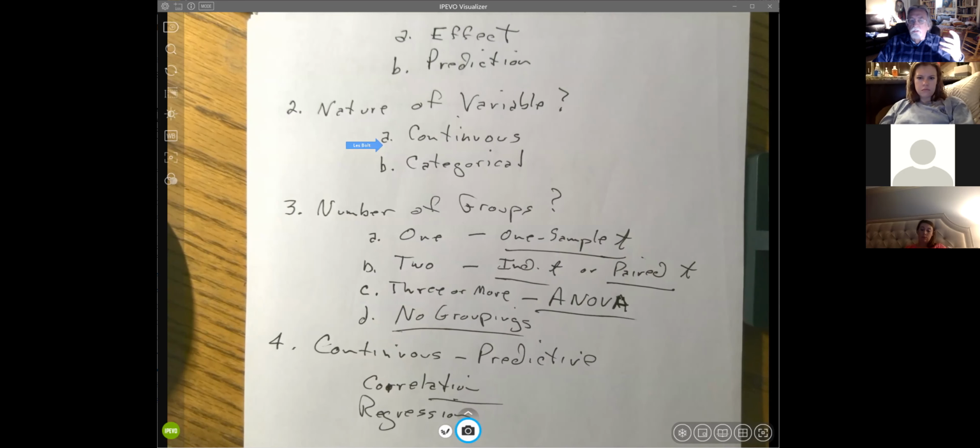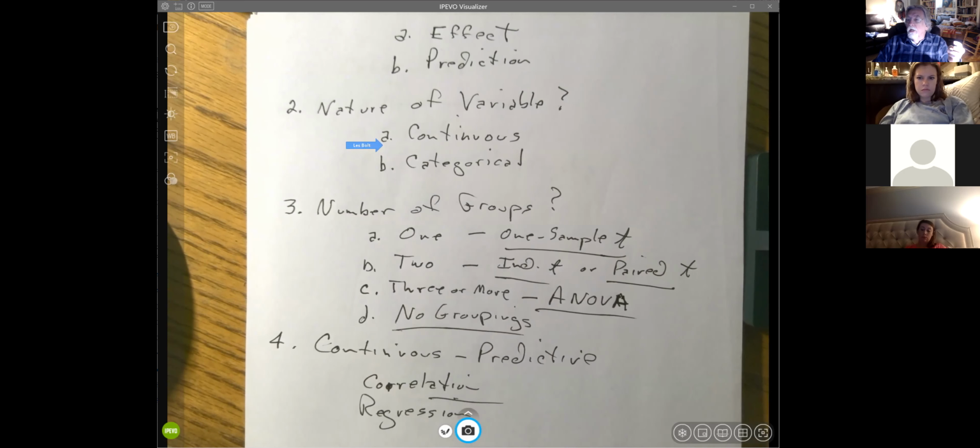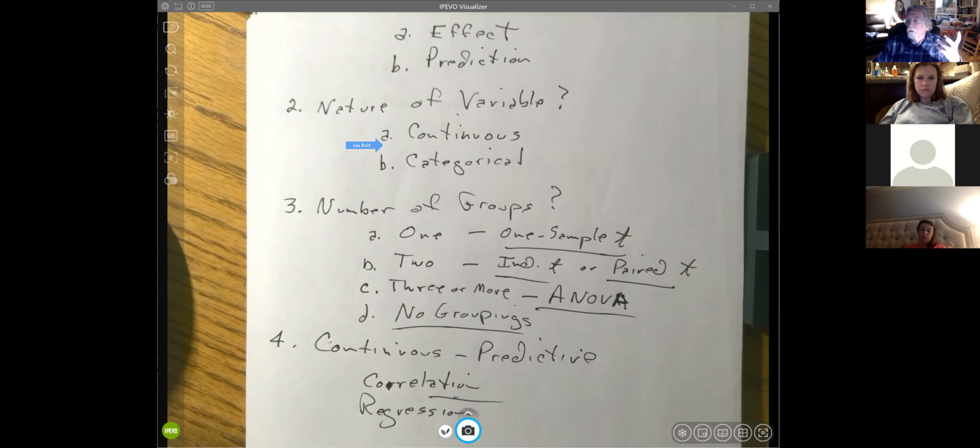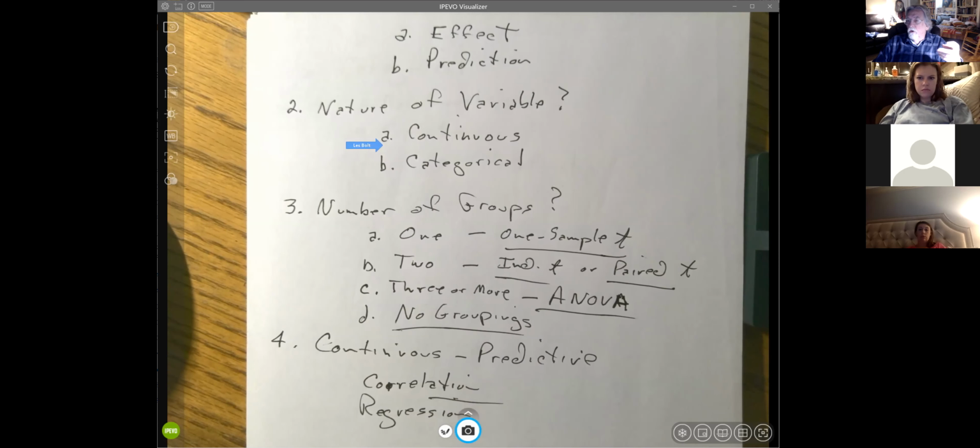One, it's a one sample T. Two, it's independent T or paired T, depending on whether they're unique groups or whether it's pre-post. Three or more, it's ANOVA. If there's no groupings, then I know that it must be a predictive thing. And so if it's continuous and predictive, there's two particular ways of approaching that. One is correlational. If there's only two variables, I know I'm going to be doing correlation. If there's more than two variables, I could possibly be doing regression, or I'll have to do regression.